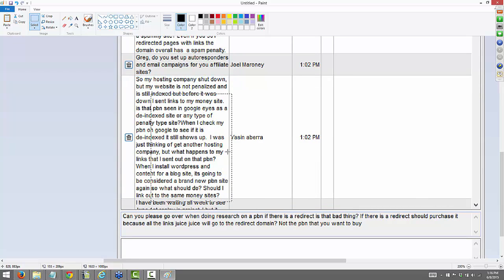So my hosting company shut down, but my website is not penalized and is still indexed. But before it was down, I sent links to my money site. Is that PBN seen in Google's eyes as a de-indexed site or any type of penalty type site? When I check my PBN on Google to see if it's de-indexed, it still shows up. I was just thinking of getting another host company.